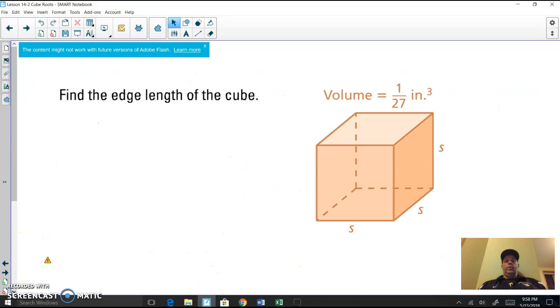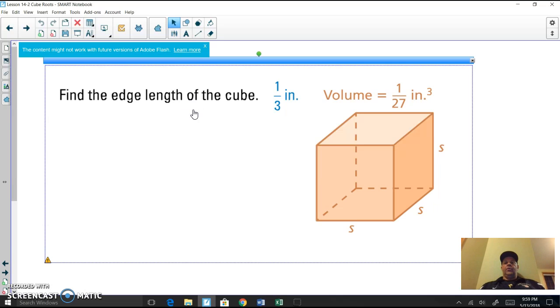In this example, we are to find the edge length of a cube. Again, we can take the cube root of 1. 1 times 1 times 1 is 1, so the cube root of 1 is 1. We can also take the cube root of 27. 3 times 3 times 3 is 27. Therefore, the side length of this example, the answer, is 1/3, because 1/3 times 1/3 times 1/3 will equal 1/27.